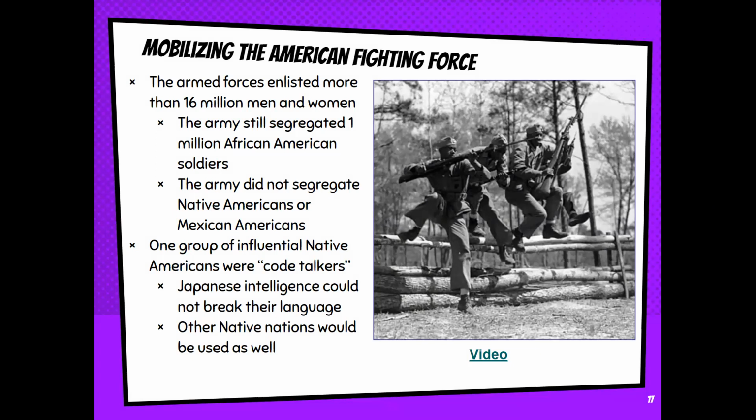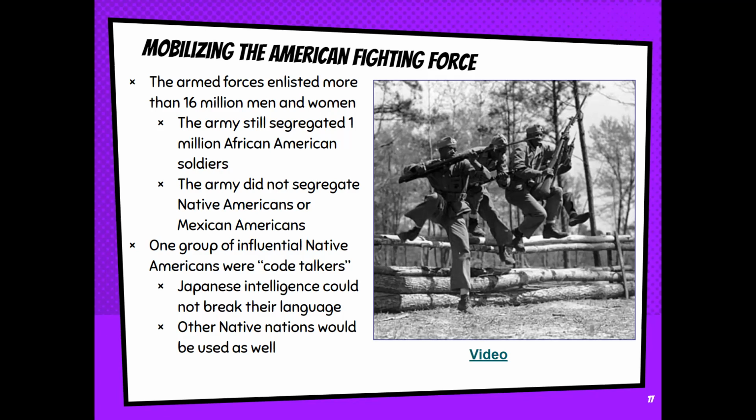More than 16 million men and women would join the armed forces during World War II. Unfortunately, segregation is still around in the United States at the time. Despite this obvious discrimination and unfair systemic racism, more than 1 million African Americans still join up in the fight. Other groups of Americans also joined, including Native Americans and Mexican Americans, although the Army did not segregate them.